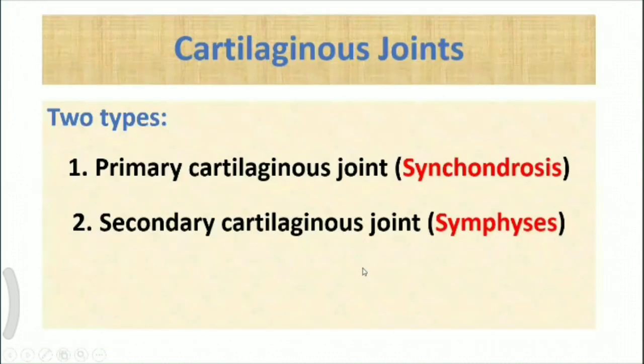So what are the cartilaginous joints? Directly the answer should come: primary cartilaginous joint and secondary cartilaginous joint. What is the other name of primary cartilaginous joint? Synchondrosis. And secondary cartilaginous joint? Symphysis. Synchondrosis and symphysis.